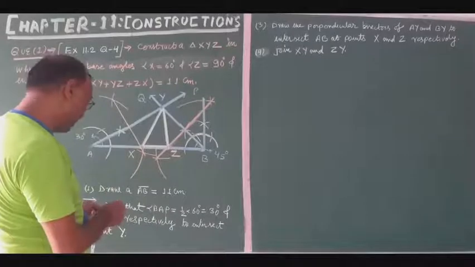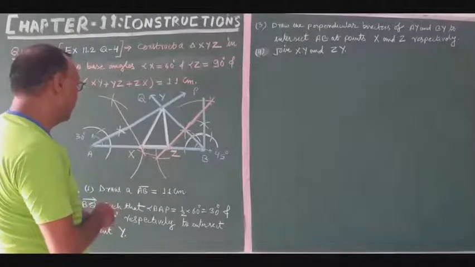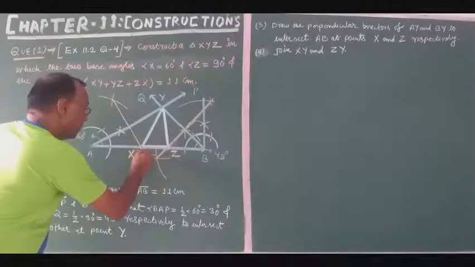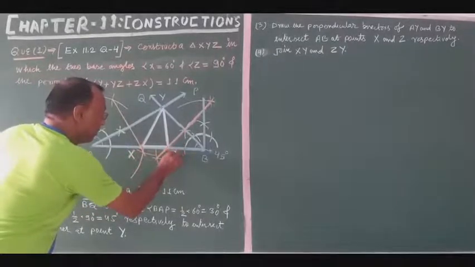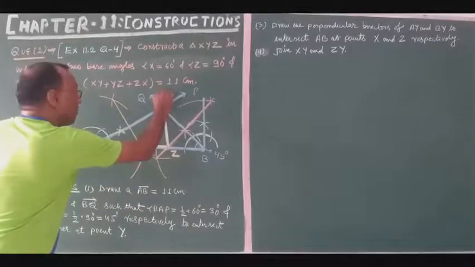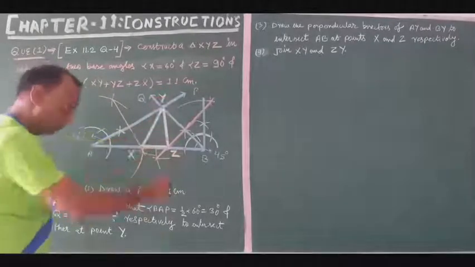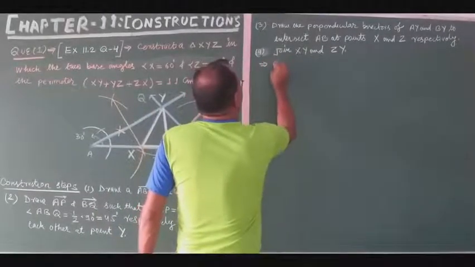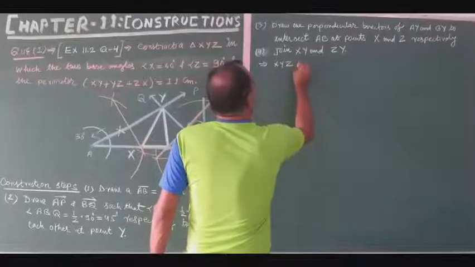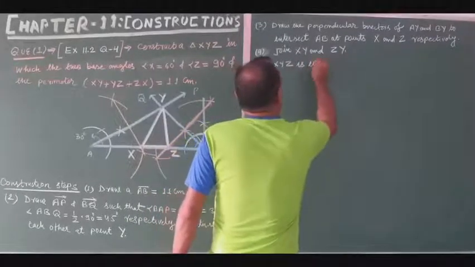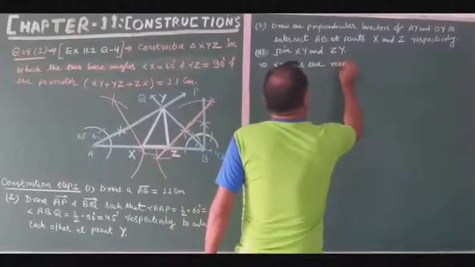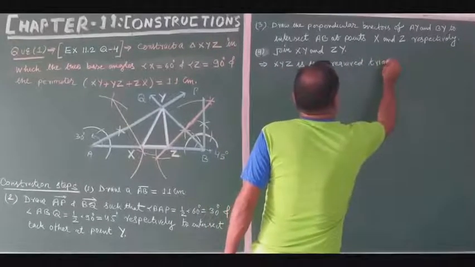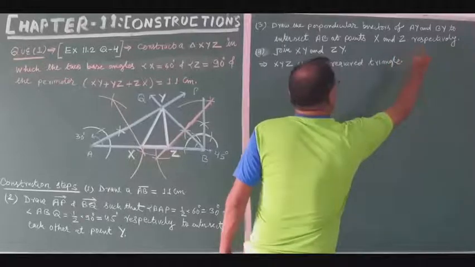So this is the required triangle. Which one? X, Y, Z. This is X, this is Z, and this is Y. So finally what will you write here? X, Y, Z is the required triangle. Is it there?